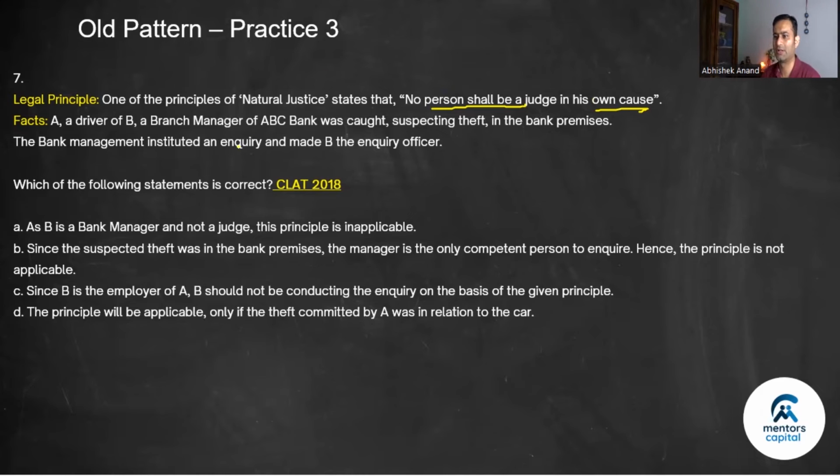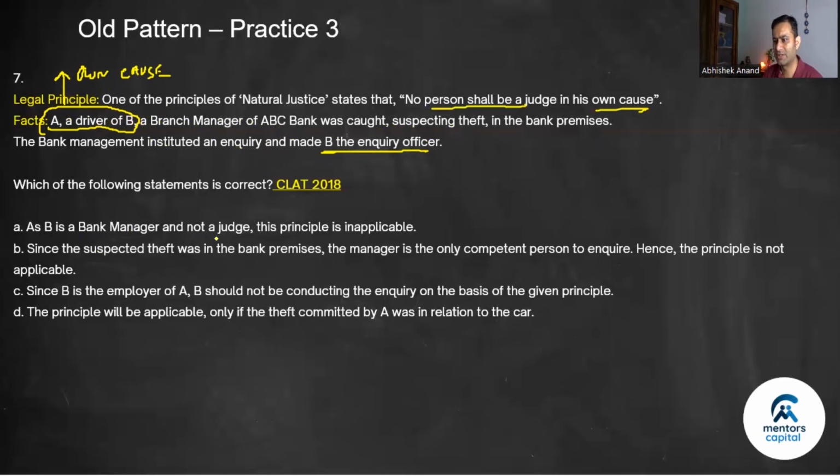Okay, now let's look at this. A driver of B. So between A and B, is there a natural cause or own cause? Would there be an own cause? Yes, because there is employment. A driver of B, a branch manager of ABC company, was caught suspecting theft in the bank premises. The bank manager instituted an inquiry and made B the inquiry officer. Now B is the employer of A. There is an own cause. So as per the principle, he should not be made the judge.